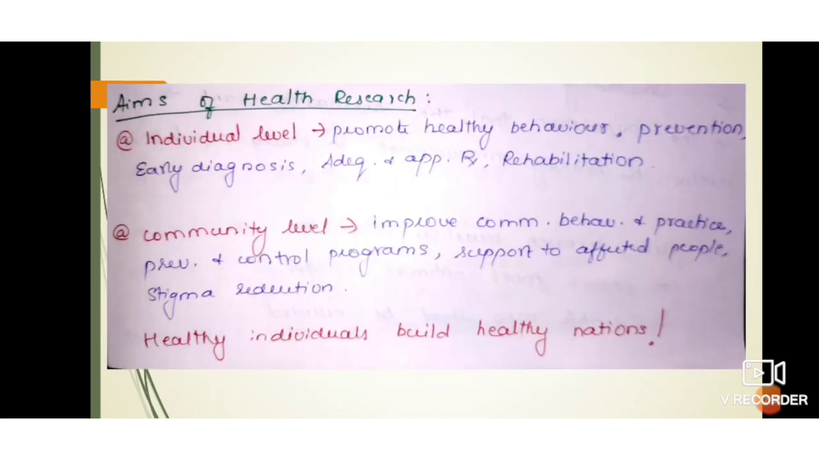And the aim of the research, at the individual level, is to help promote healthy behaviors, prevention or early diagnosis of some diseases, and adequate and appropriate treatment of diseases which have already occurred, or some rehabilitation. And at the community level, it should help improve community behaviors and practices, support prevention and control programs to be implemented, and support the affected people in the community and stigma reduction. And finally, the only thing we have to keep in mind is that healthy individuals build healthy nations.